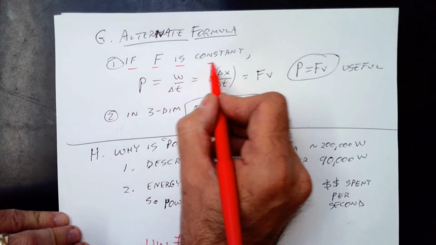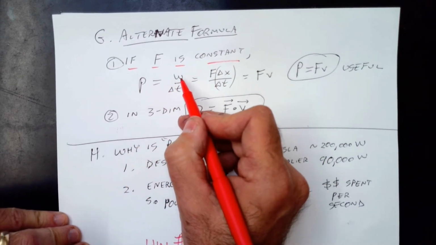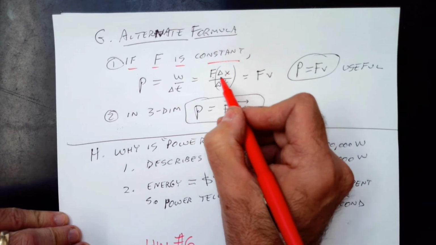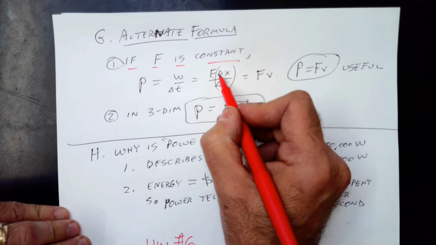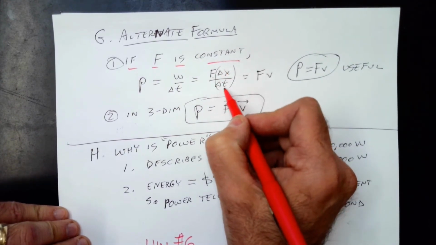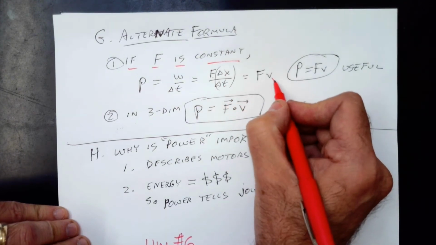If the force is constant, you could write power like this: change in energy, or work done, over time. But work is force times distance. Now we have a change in position, I said force times distance, of course it's delta x, change in position divided by the amount of time change. Well, look at this, delta x over delta t. That's just the speed in one direction.